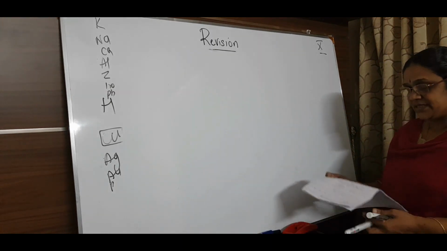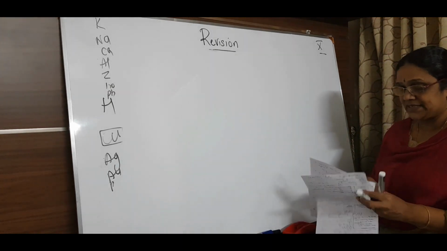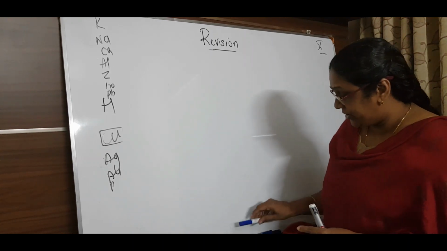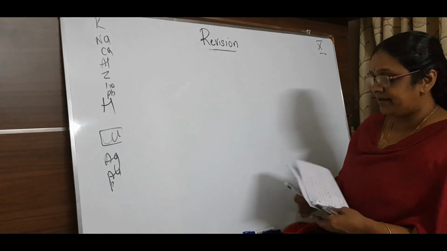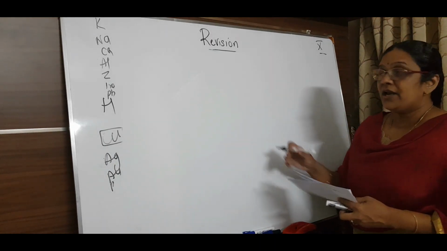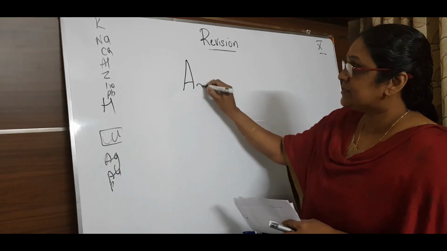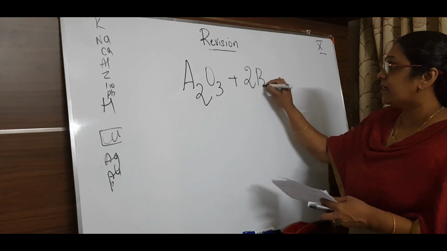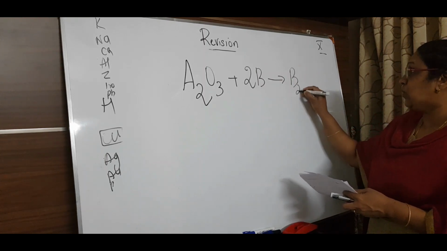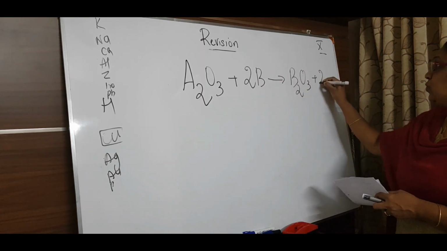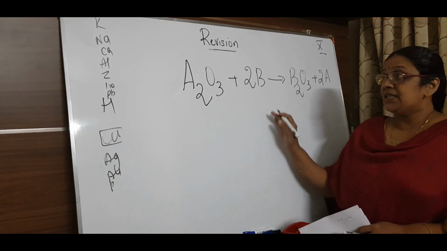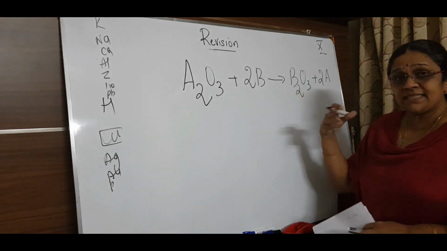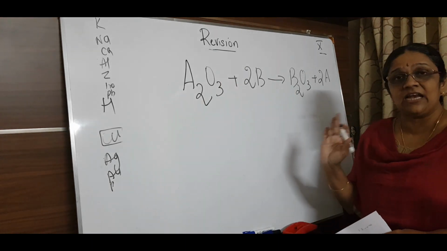Okay. Now comes the next question, that is the seventh question. And this is also an important question. I think you are doing it the first time. If somebody has not done it, just please listen carefully. Now consider the following reaction. See, A2O3 plus 2B gives B2O3 plus 2A. Listen carefully. This is a reaction where A is some element and B is some element. Only oxygen is the element known.